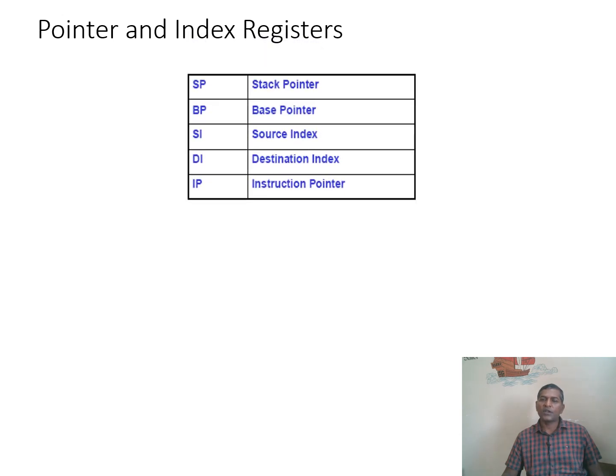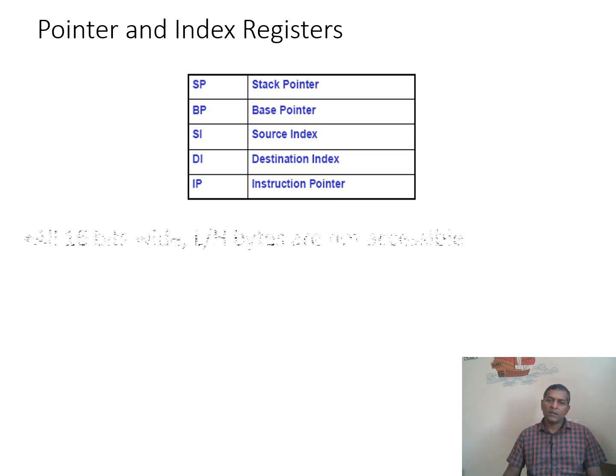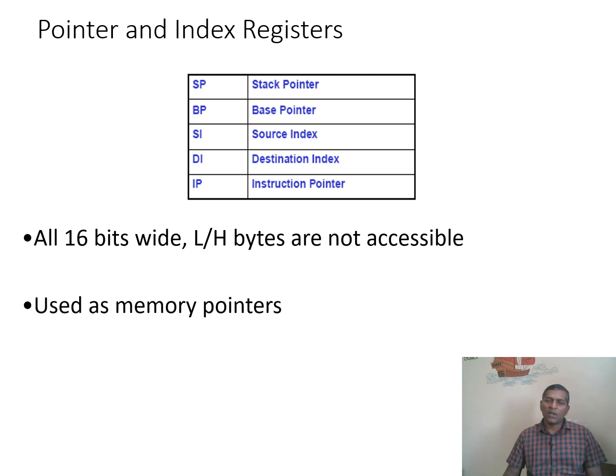Next, we will proceed with the pointer and index registers. The pointer and index registers are known as SP, BP, SI, DI and IP. All these are 16-bit registers. We have the stack pointer. We're talking about the segment known as the stack segment. So the stack pointer register will allow you to point to the stack.